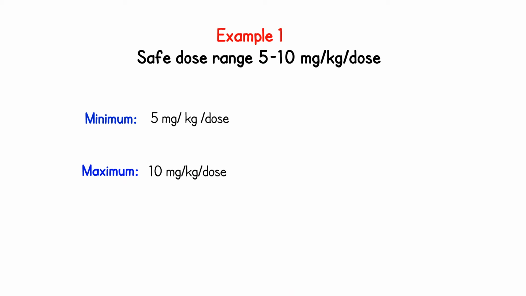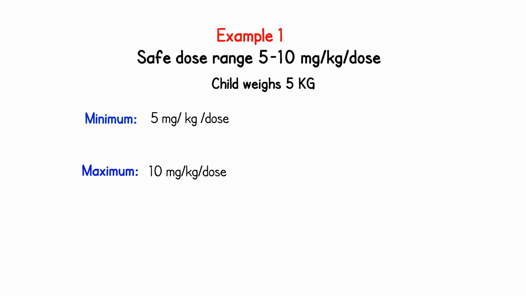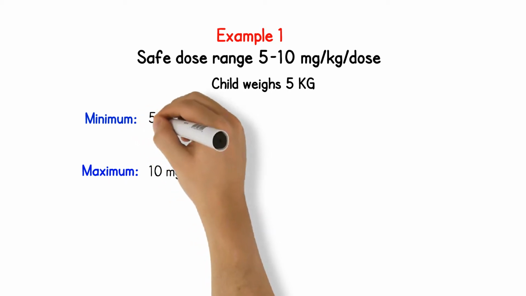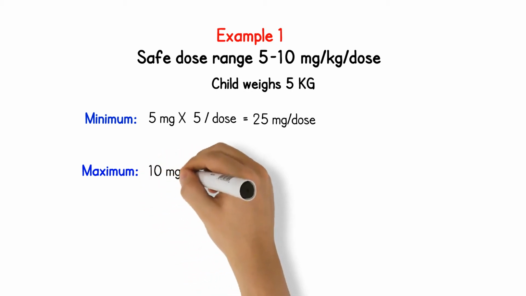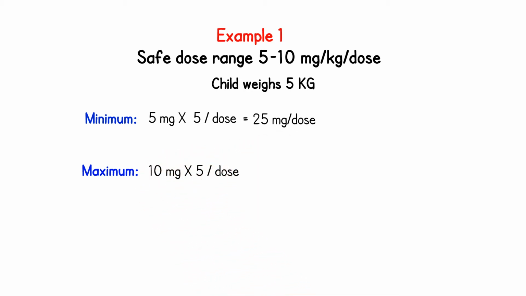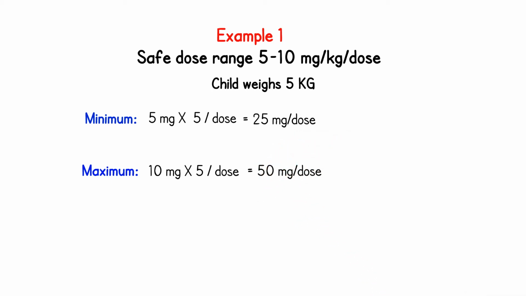Let's say the child weighs 5 kilos. So you go ahead and plug the weight into the formula and you end up with, for a minimum, 5 milligrams times 5 per dose, so the total minimum would be 5 times 5 is 25, so 25 milligrams. Then you calculate the maximum by taking 10 milligrams times 5 per dose. 10 times 5 is 50, so you get 50 milligram per dose. So the answer would be a safe dose range of 25 to 50 milligram for this child.